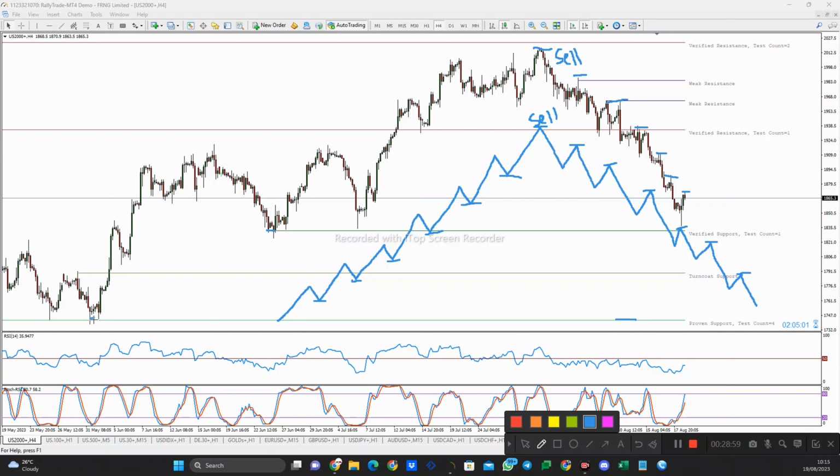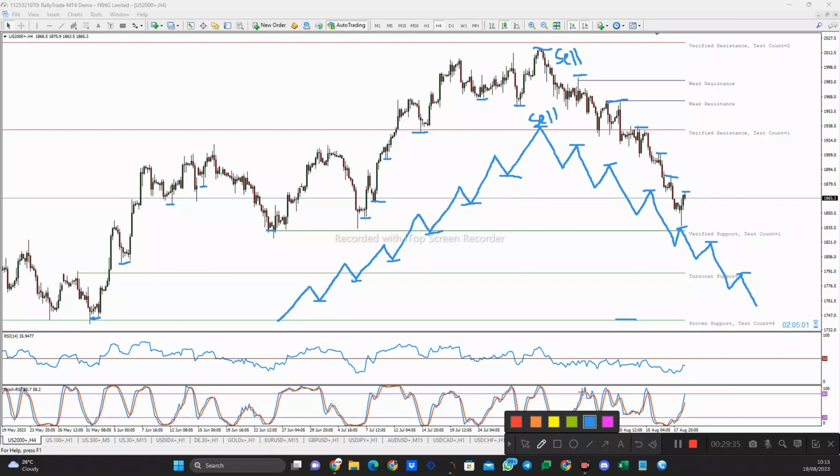Supports. Here you can see this is a low, this is another low, another low, another low. So you want to buy low and you want to sell what? High. If you can do that, you are going to be making money consistently.